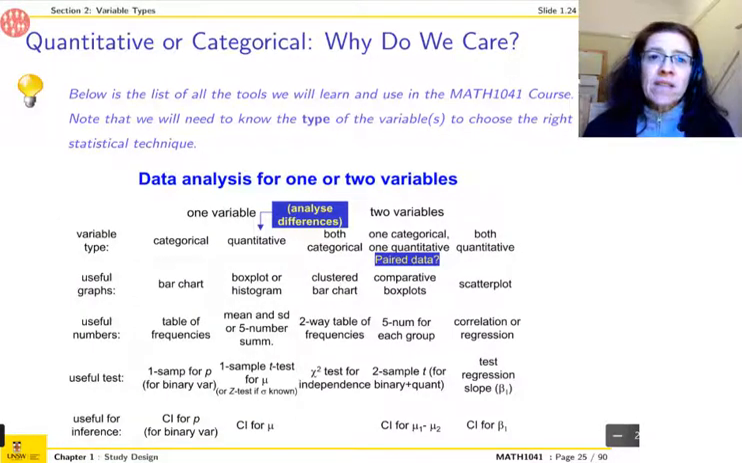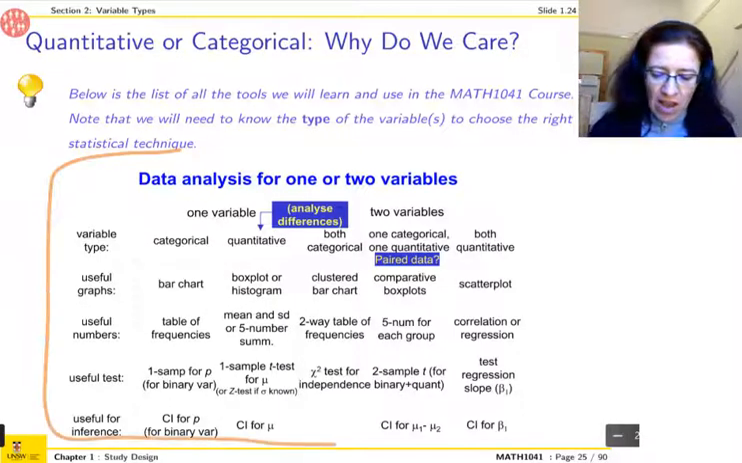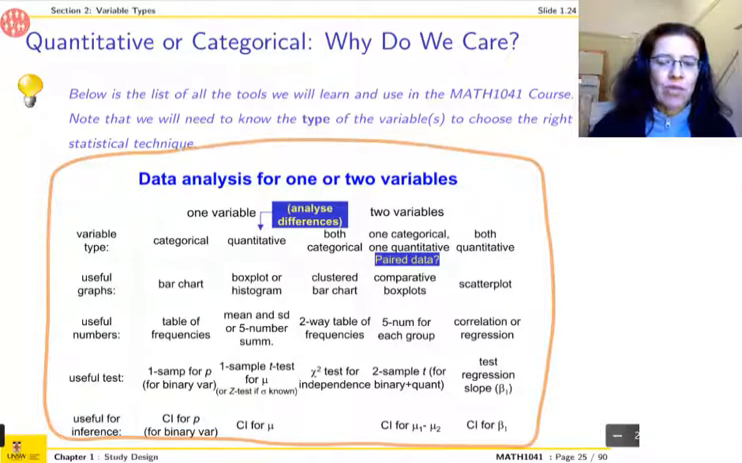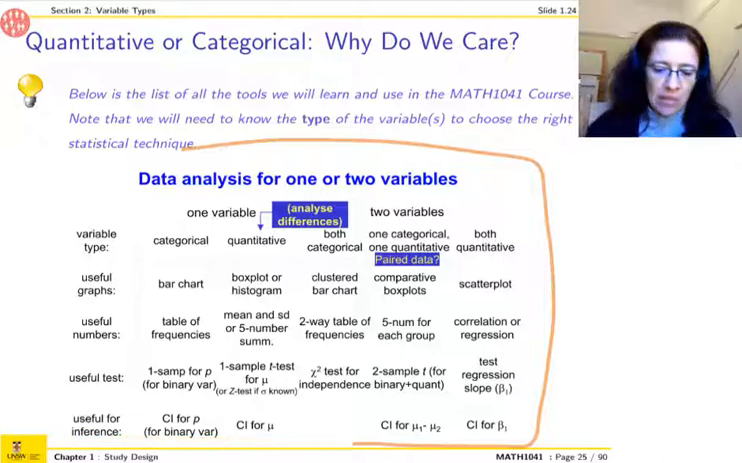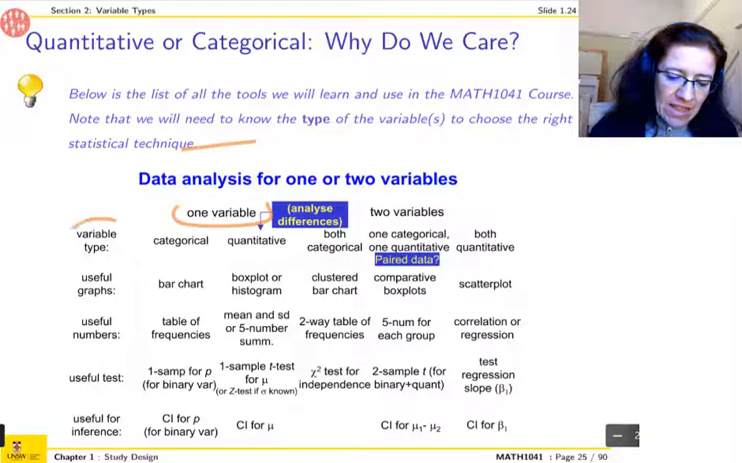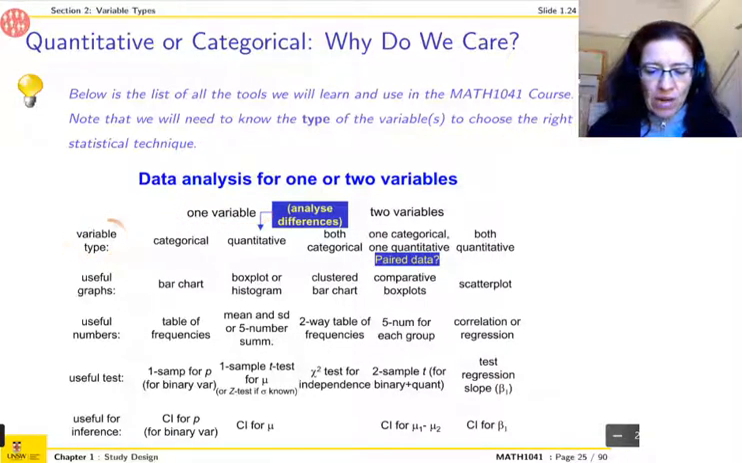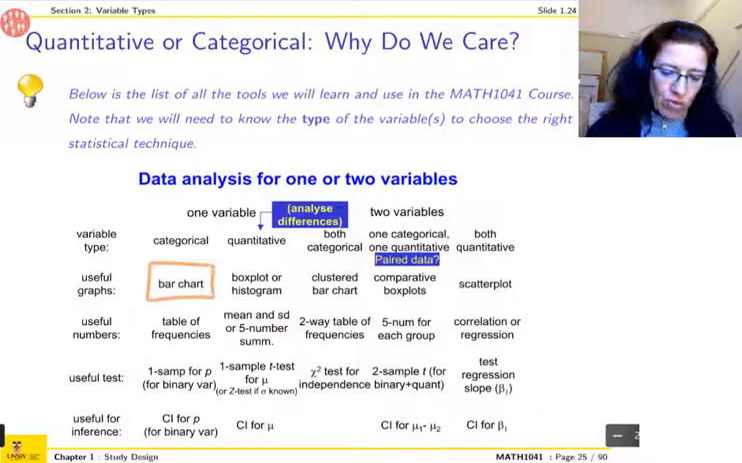So, why is it important to be able to recognize if a variable is quantitative or categorical? Well, this is the summary of everything we will do in 1041. As you can see, what you do depends on two things: the number of variables you have and the type. So let's say you have only one variable and you know it's categorical. And let's say you want to represent it by a graph. This tells you this is the type of graph you should use.